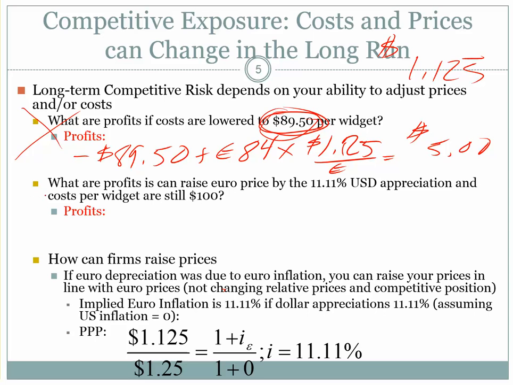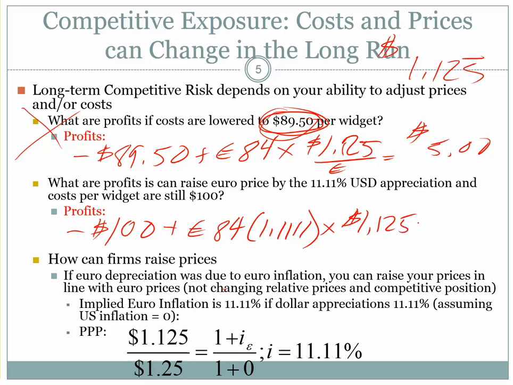What if we can just raise our prices? So say we can't raise or lower our cost, so they're still going to be $100. But instead of charging 84 euros per widget, we increase that by 11.11%, so about 90 some euros. At that new exchange rate, we're back to making $5 a widget.